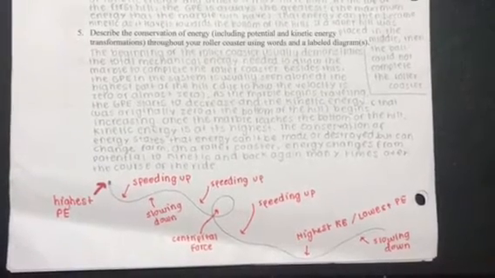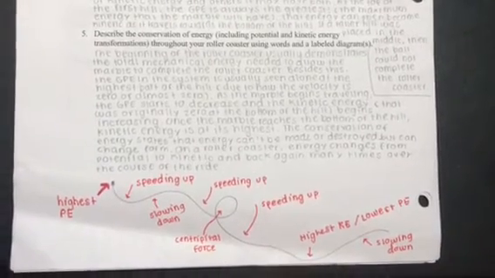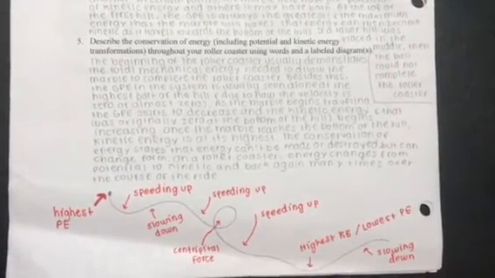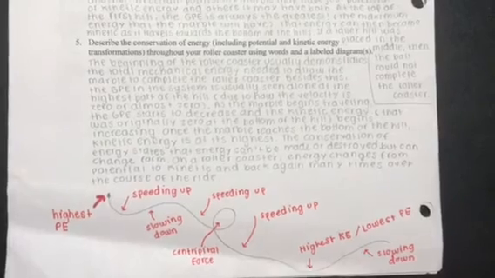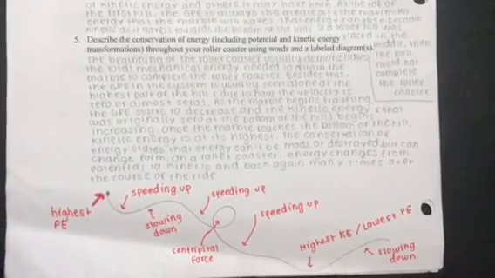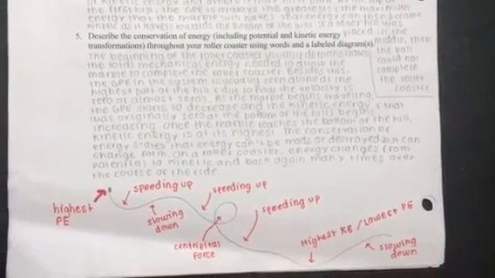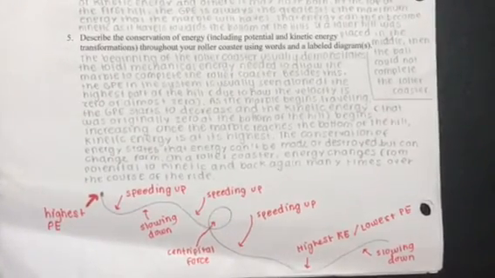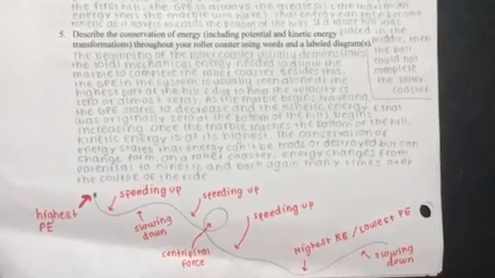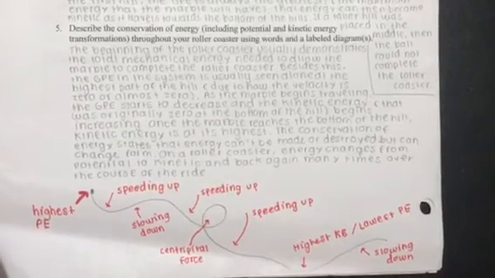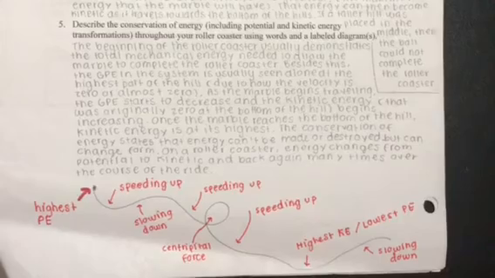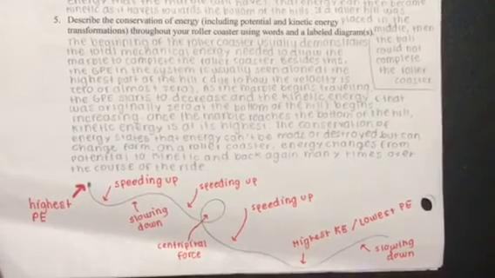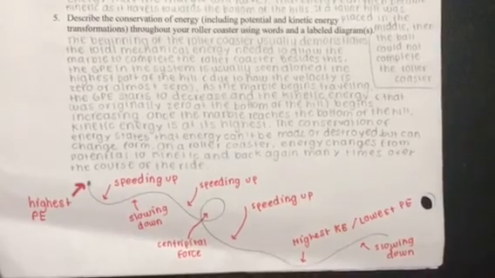As the marble begins traveling, the gravitational potential energy starts to decrease, and the kinetic energy that was originally at zero at the top of the hill begins to increase. Once the marble reaches the bottom of the hill, the kinetic energy is at its highest. So the conservation of energy states that energy can't be created or destroyed, but can change form. On a roller coaster, energy changes from potential to kinetic and back again many times over the course of the ride.